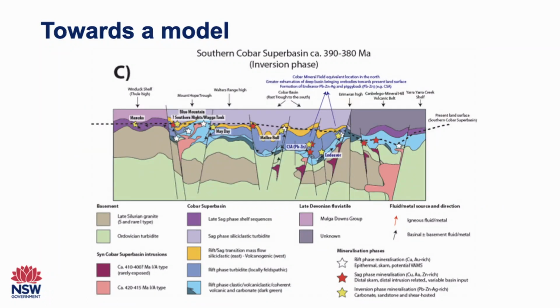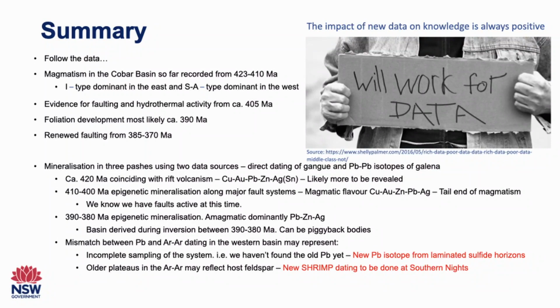And then of course we've got the final systems. We've inverted the basin between 390 and 380, and we're seeing mostly basin-derived fluids that are being pushed up faults. Mineralisation's piggybacking off other mineralisation to produce lead, zinc, silver-rich systems. We're getting new big ore bodies like Endeavour or Allura. And again, consistent with all of our dating.